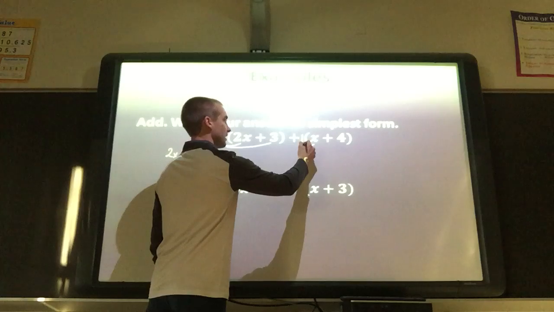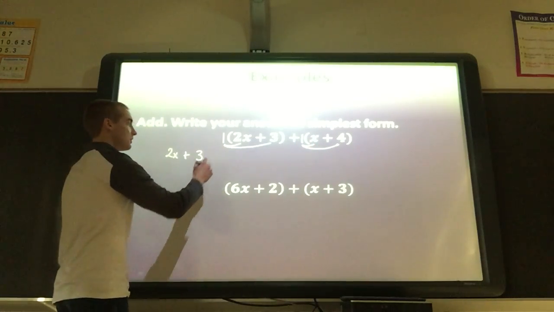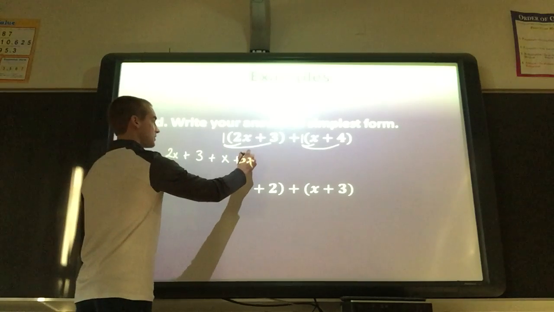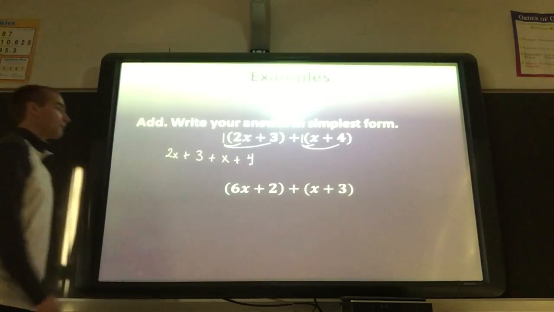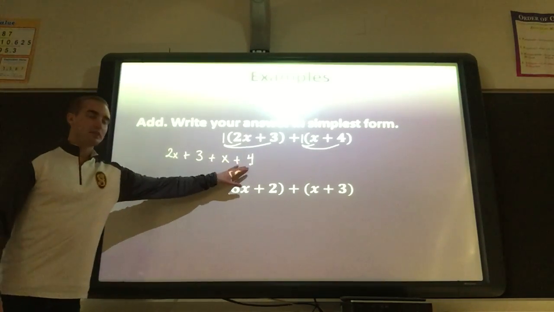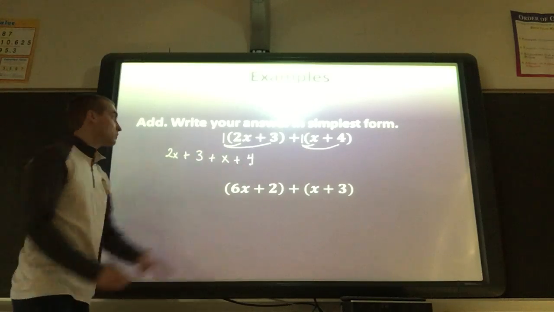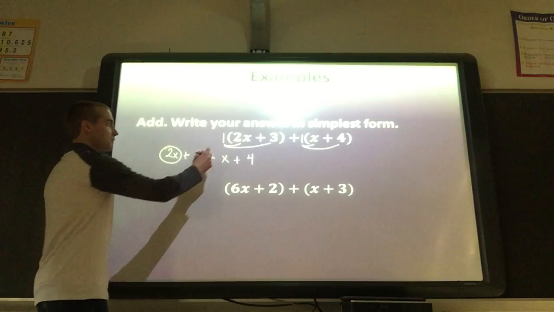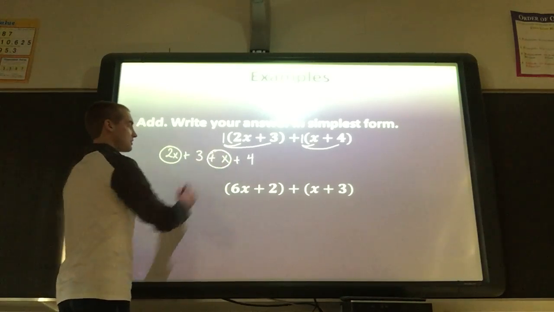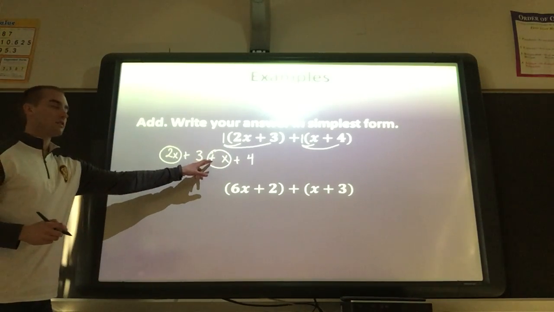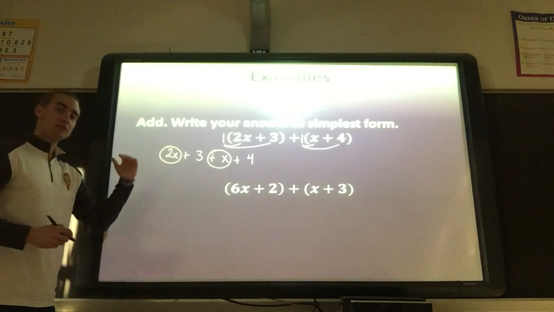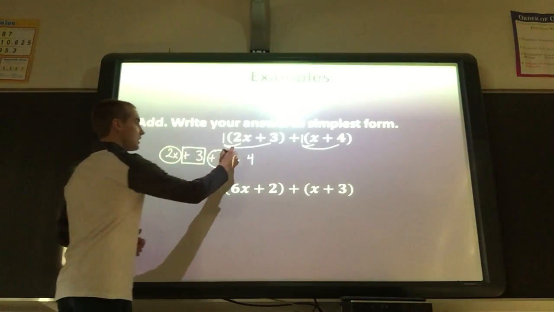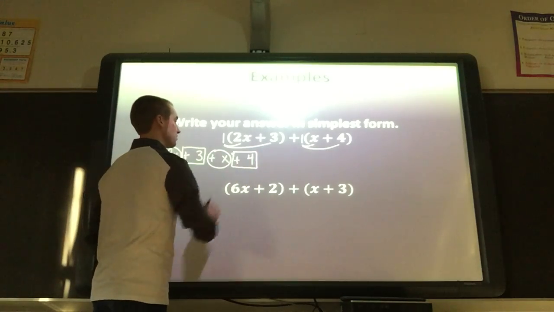So we can do the same thing to that x plus 4. Multiply a 1 by it, so we get plus 1 times x is just x, and then plus 1 times 4 is just 4. Now we have everything without parentheses. So we're going to circle and box in our like terms. So 2x is circled, which means we've also got to circle the plus x. Remember to circle the sign that goes in front of that term, and then we're going to put a box around the plus 3 and the plus 4, because those are like terms as well.